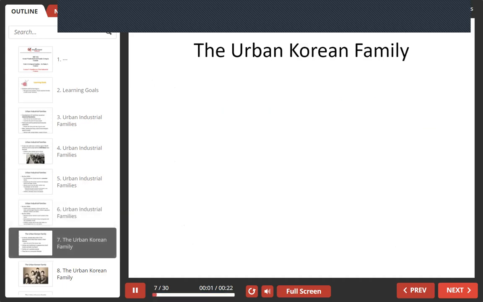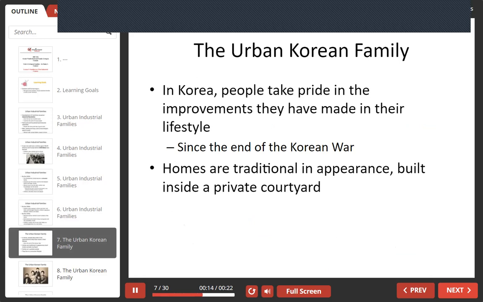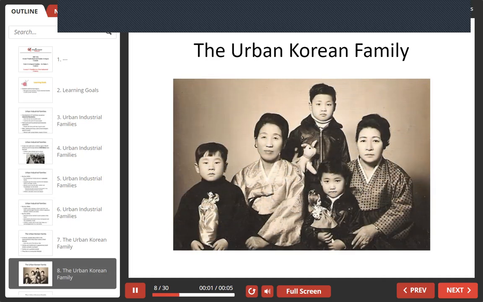An example of an urban family in Canada is the urban Korean family. In Korea, people take pride in the improvements that they have made in their lifestyle since the end of the Korean War. And homes are traditional in appearance, but built inside a private courtyard. The family car is usually parked outside, and they live a consumer lifestyle. This is a picture of the urban Korean family.